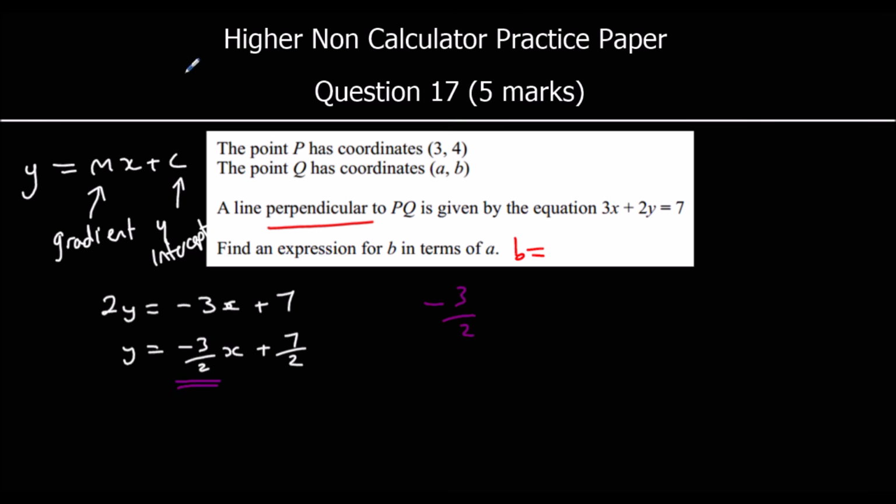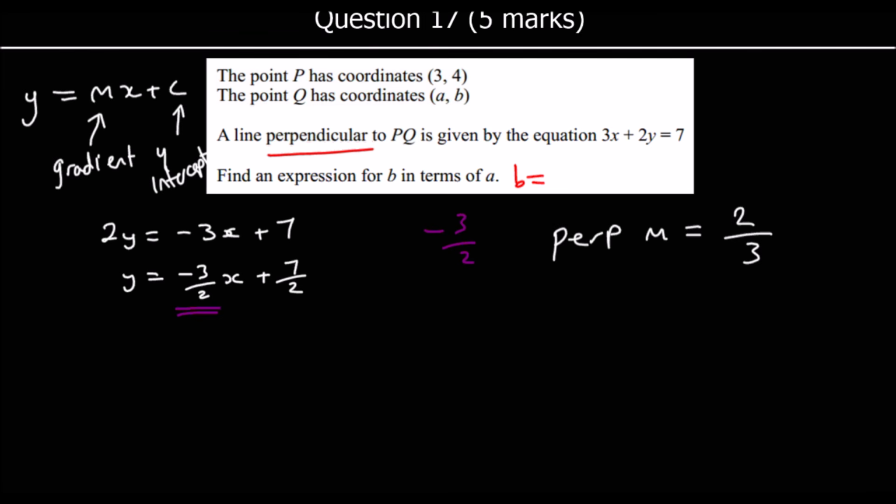To find the gradients of perpendicular lines, we do the negative reciprocal, flip and minus. So the perpendicular gradient is going to go from a minus to a plus, and I'm going to flip it over, so 2/3. A gradient and a perpendicular gradient always multiply to make minus 1. You do flip and minus, the negative reciprocal. So the gradient is going to be 2/3.